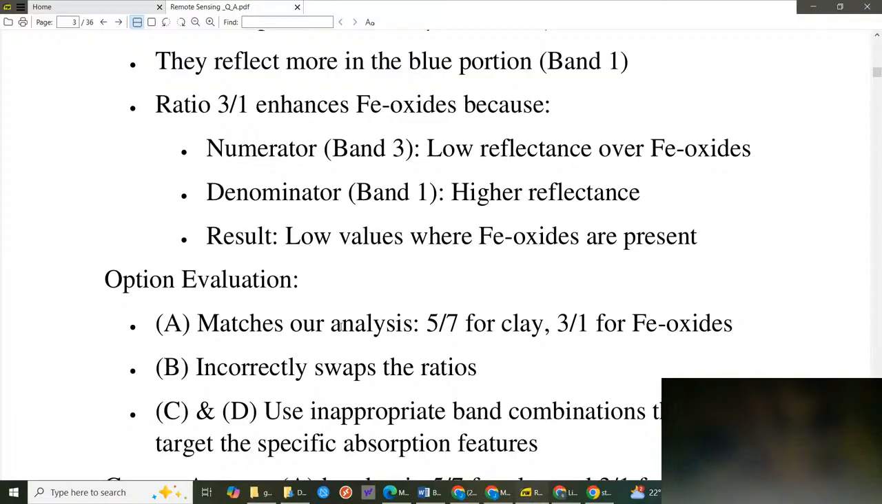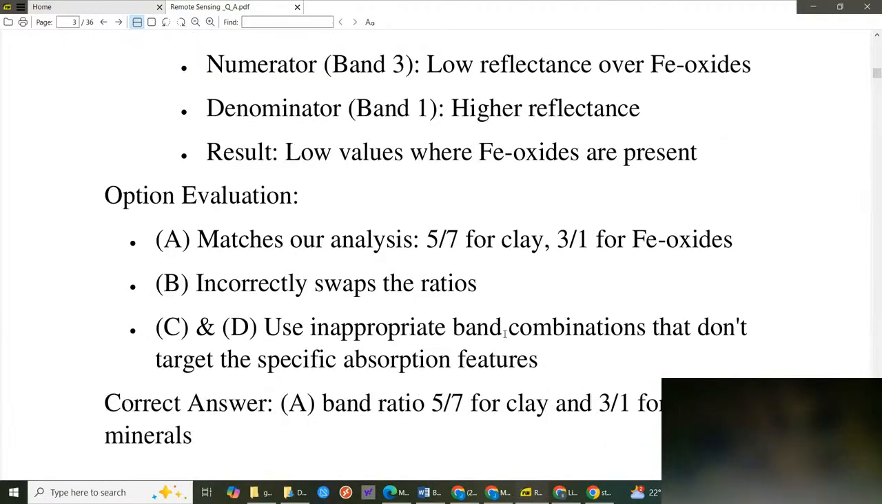The option evaluation matches our analysis: 5 by 7 for clay and 3 by 1 for Fe oxide. So the correct answer is A. B incorrectly swaps the ratios, and C and D use inappropriate band combinations that do not target the specific absorption features. So the correct answer is A.